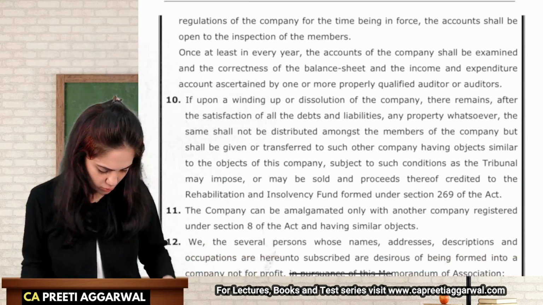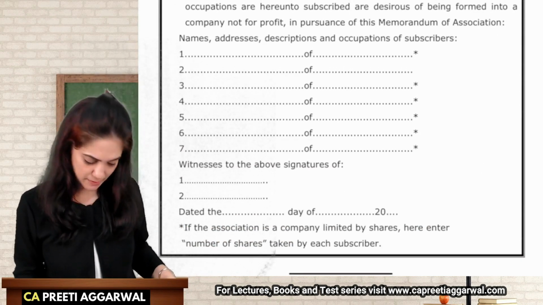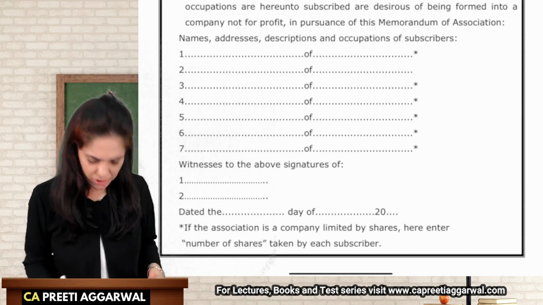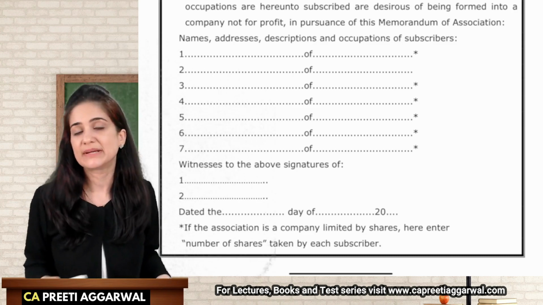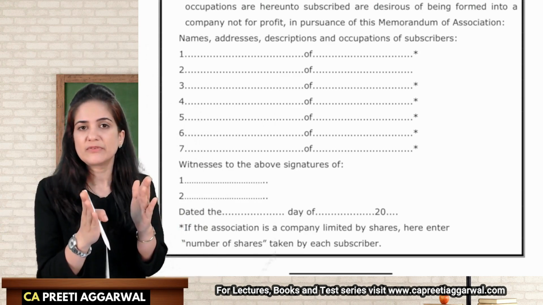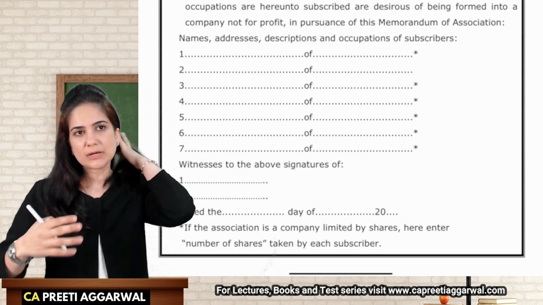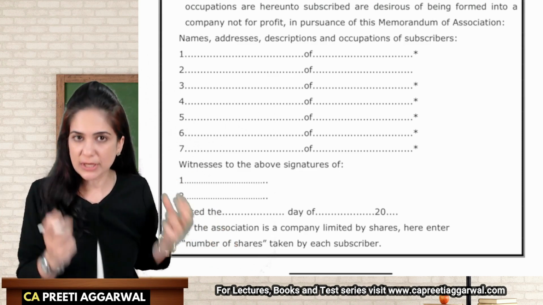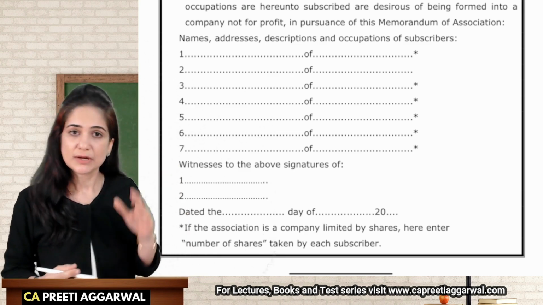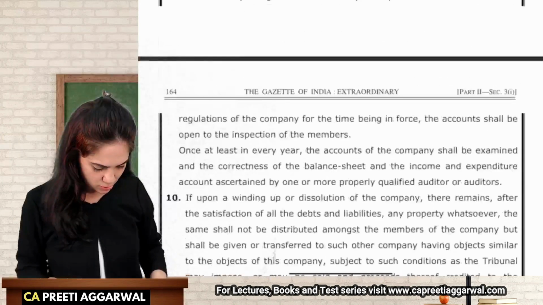In the end, we will also mention the name, address, description and occupation of the subscribers to the memorandum, and the witness will sign it. If the association is limited by shares, then the number of shares taken by each subscriber will also be mentioned, very similar to a normal MOA. The subscriber will write his name, address, occupation, and the number of shares that he has subscribed. This is just a promise that whatever I am mentioning, I will actually bring that money. Later on, we had discussed, in Section 10A, that you have to give us proof that you have actually got that money or not. So that is about the memorandum.